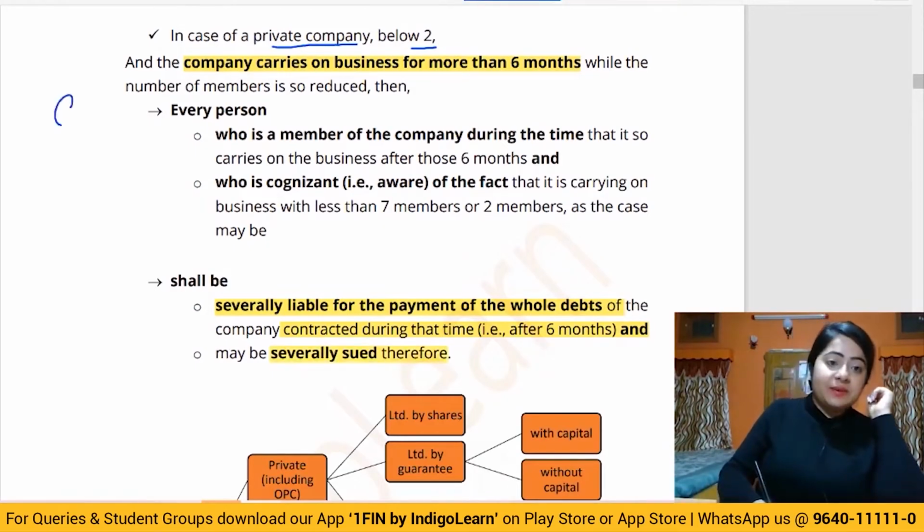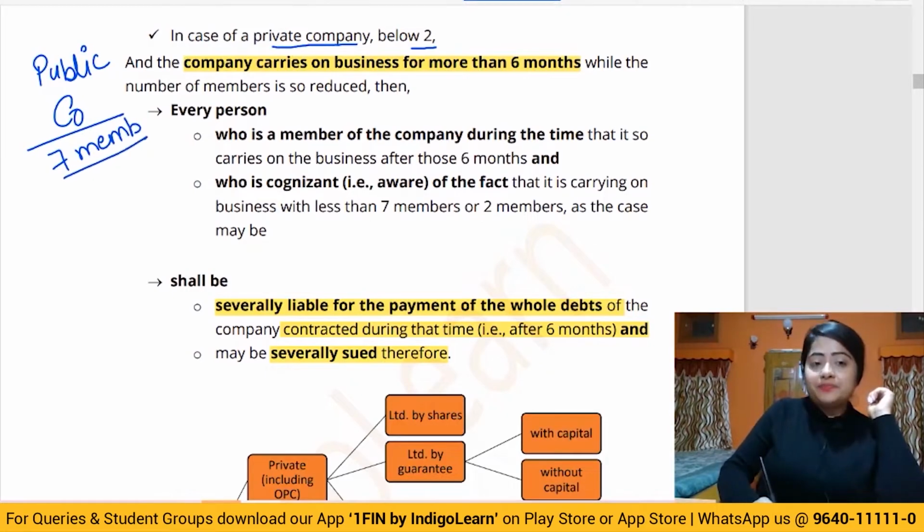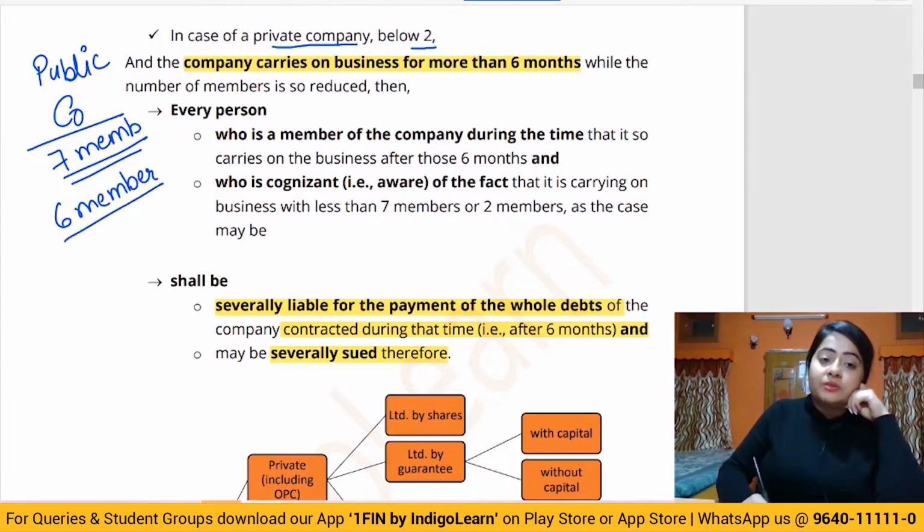It means, let's say we have a company. Let's say it's a public company. Now, in a public company, we know at all times 7 members have to be present. Let's say one of the members leaves. The company had 7 members and one of them leaves. Now, the company has 6 members left. The company goes on carrying on the business.